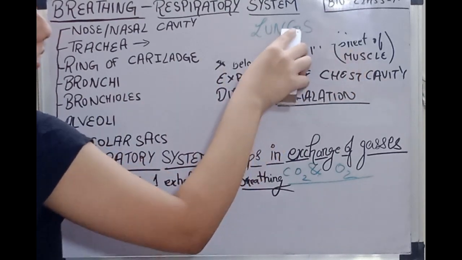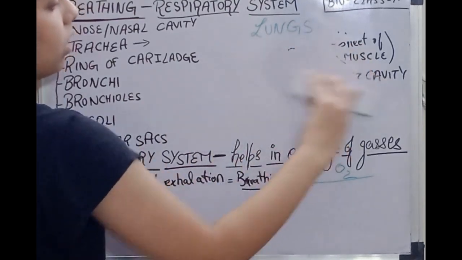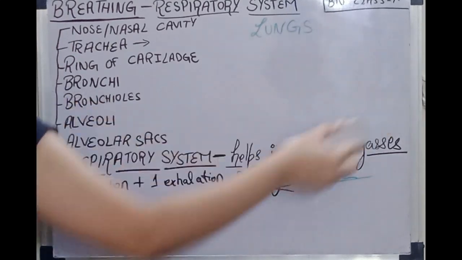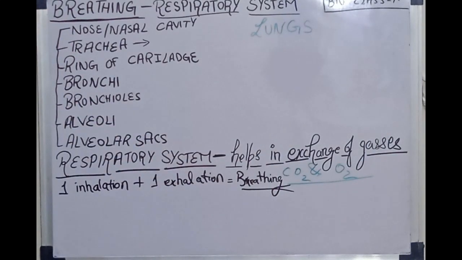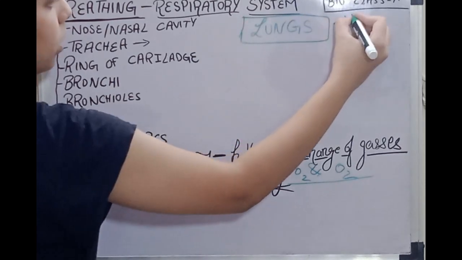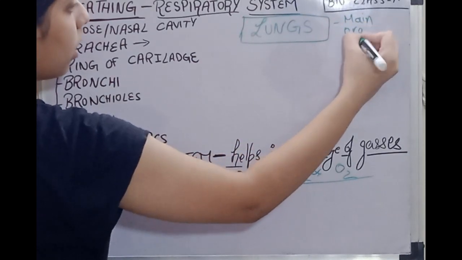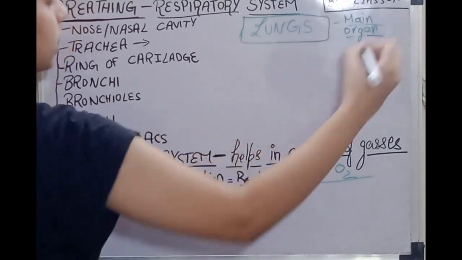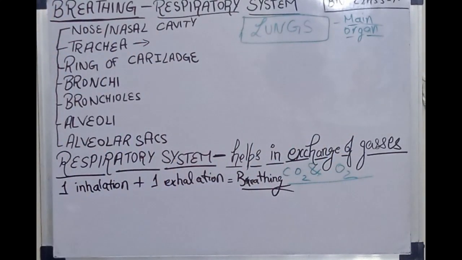Now, let's start talking about the lungs. Lungs main organ होता है. Remember, the lung is the main organ for breathing. Fine? Okay, let's move forward.